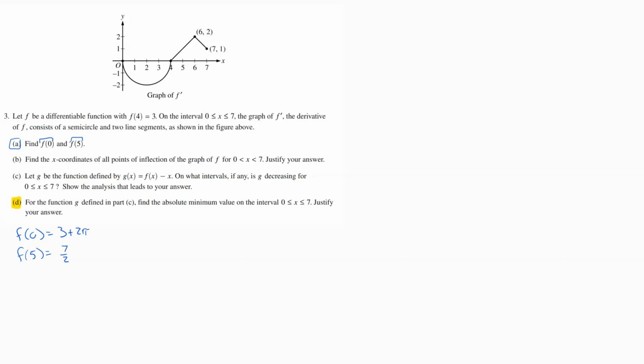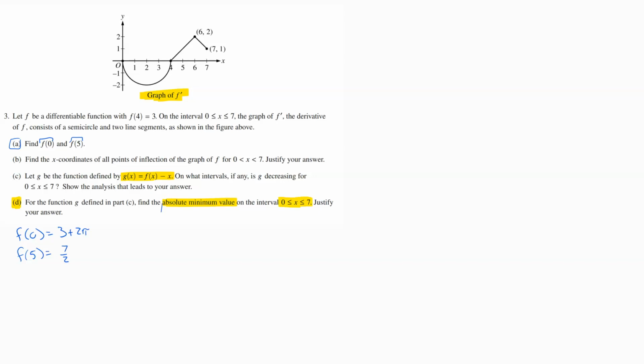So again, the first thing you always want to make sure you notice, if you hadn't already on a problem like this, is what the graph is that you're looking at. So we have the graph of f prime up above. Now that we know all that info, let's dive into what part D is specifically asking us. It's saying for the function g defined in part C, so that's this function here, find the absolute minimum value on the interval 0 to 7 and justify your answer.